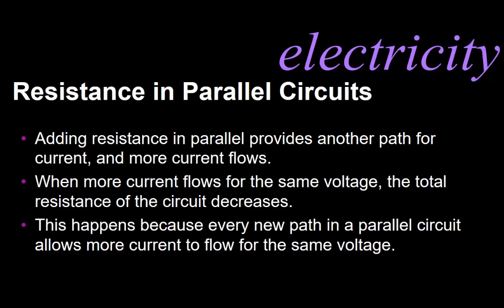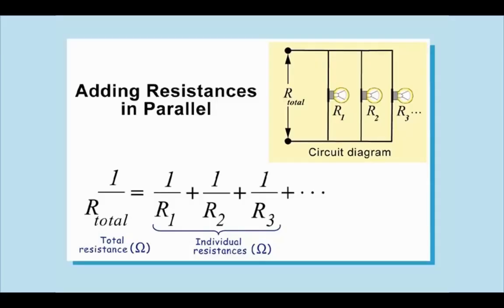Now, here's where there's a big difference. When we were doing series resistance, you could simply add them all up, R1 plus R2 plus R3. But because more current flows for the same voltage in a parallel circuit, we add them differently. Adding resistances in parallel, 1 over R total equals 1 over R1 plus 1 over R2 plus 1 over R3, and so on and so forth. So they're not necessarily going to be the same.